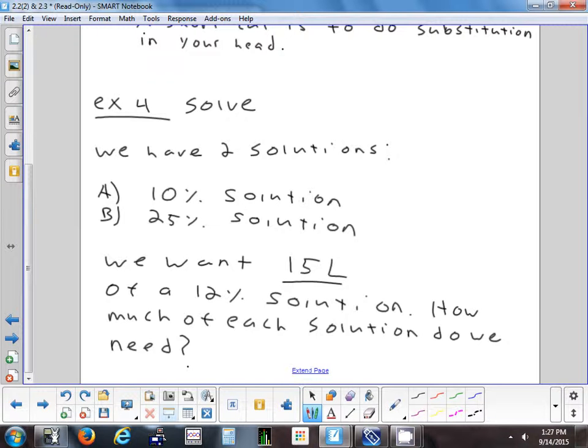Before we even set up an equation, what do you think the first thing we should do is? Yeah, we multiply 15 by 12%. That's actually going to be part of the equation, and we're going to do that out. So yes, we are going to do that, but I wouldn't do that right away. What do I need before I can set up my equation?